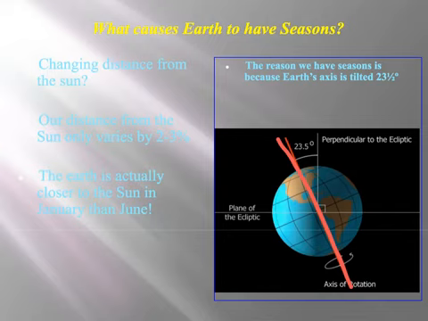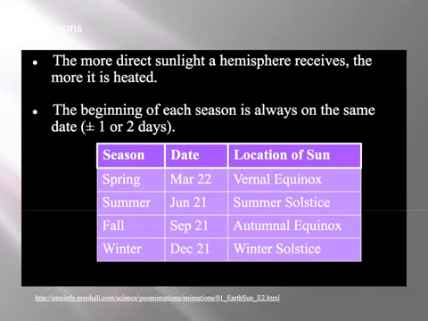So because we are tilted at 23.5 degrees, as we move around the sun, different hemispheres get either more or less incoming solar radiation than the other hemispheres. So during the summer would be when the northern hemisphere is tilted towards the sun. During the winter is when the northern hemisphere is tilted away. And this results in us having opposite seasons in each hemisphere.